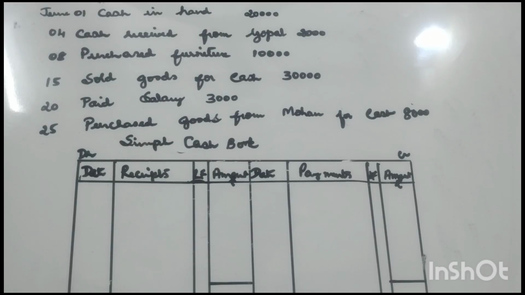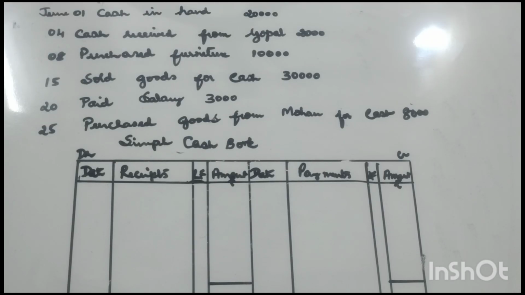Next, last transaction, June 25, purchase goods from Mohan for cash. So there is a purchase. It is not a credit purchase. If it is a credit purchase, then it has to be recorded in the purchases book, but it is a cash transaction.